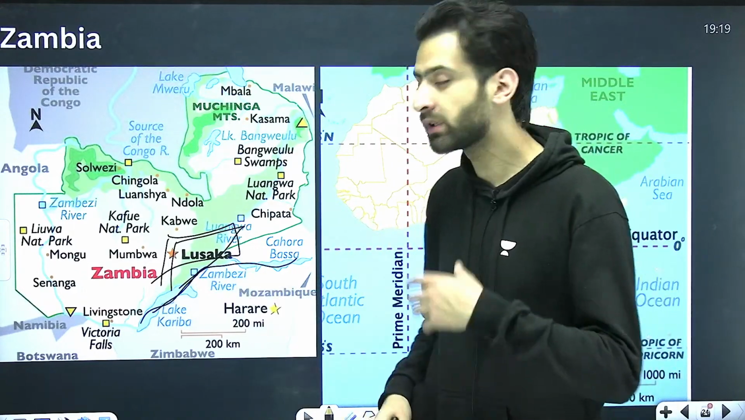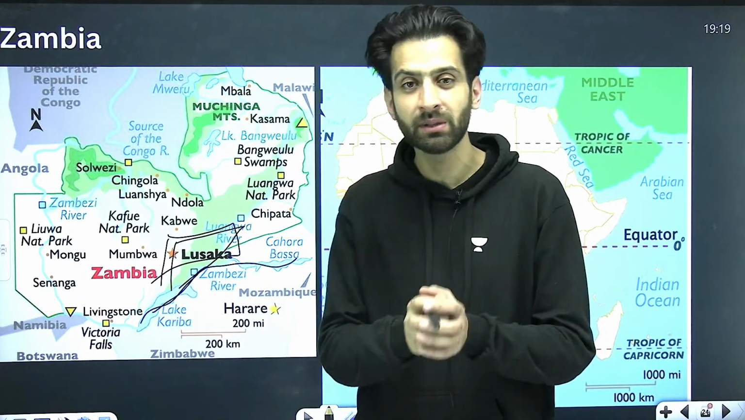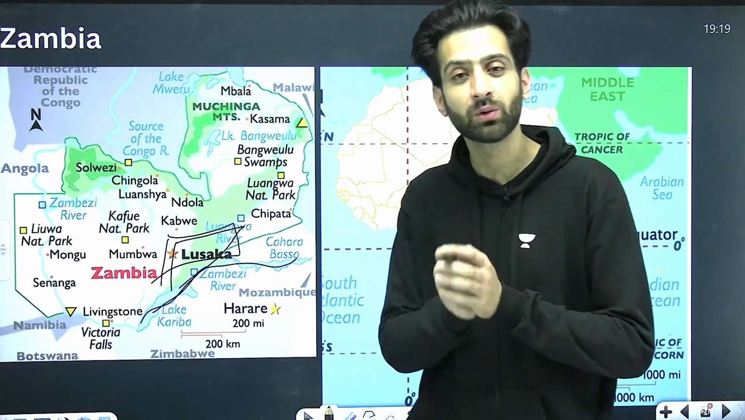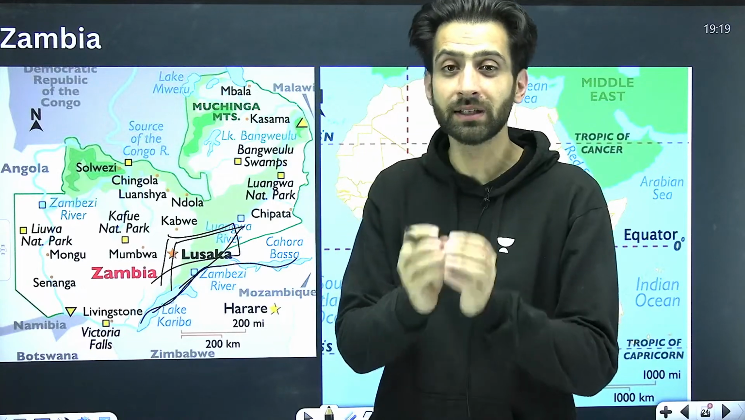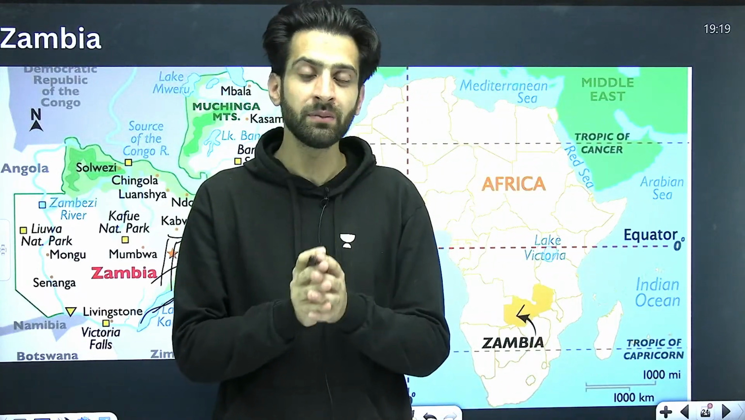There is a very important waterfall there. There is a very important lake there, but we will go through those points when we are going through the physical geography part. Right now I want to make you aware of the countries, where the countries are. Then it will be very easy for us.